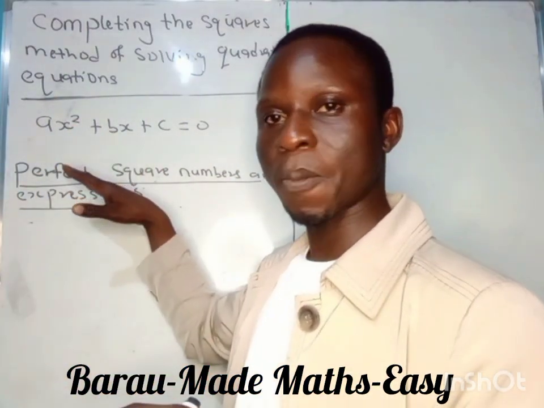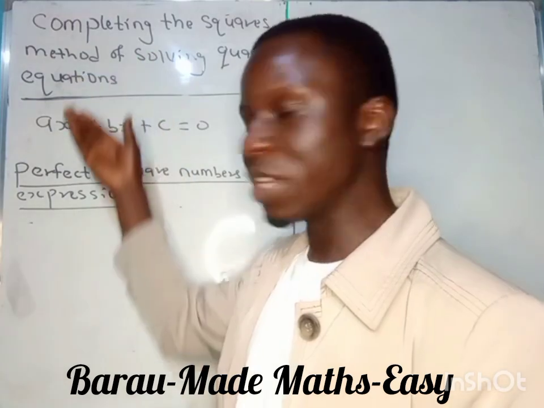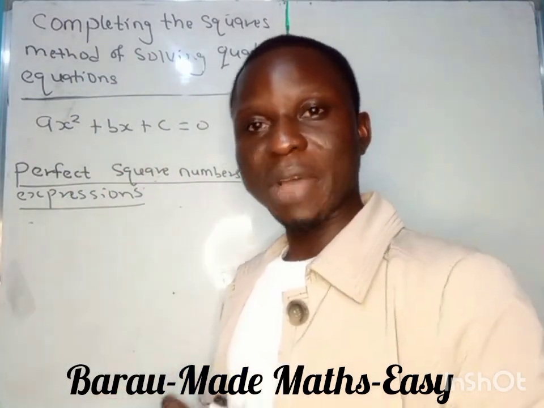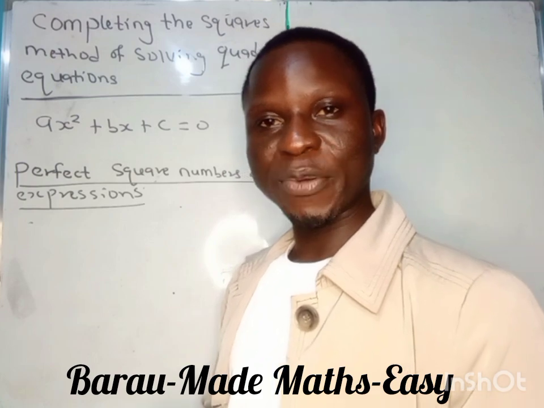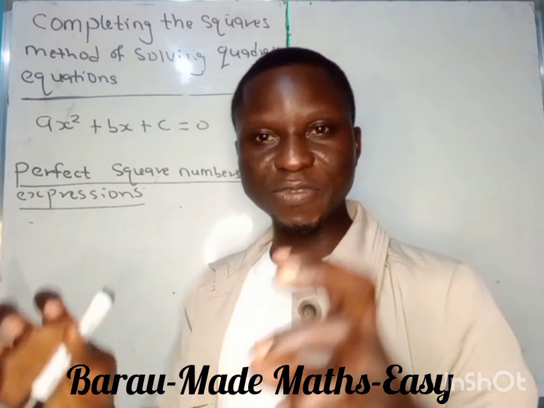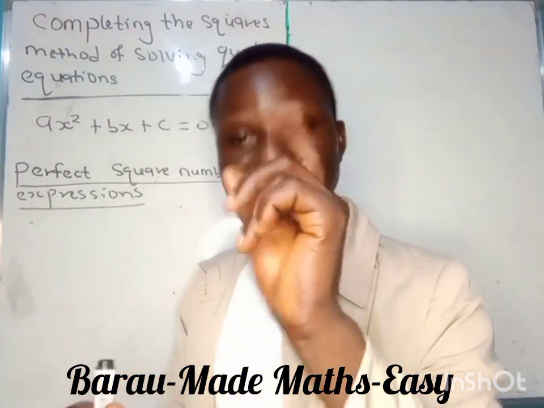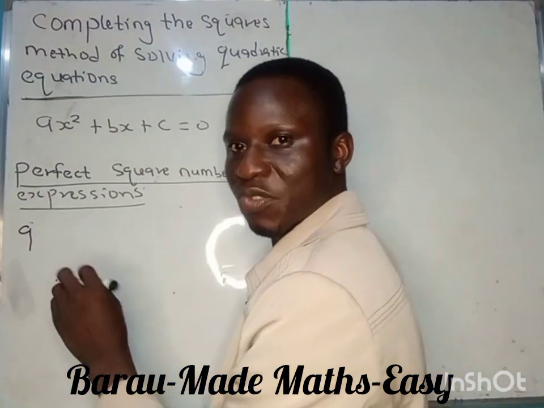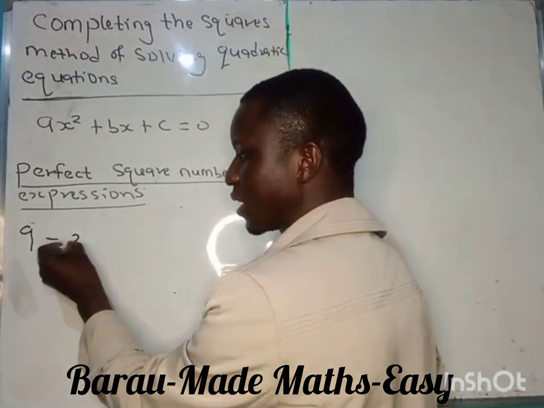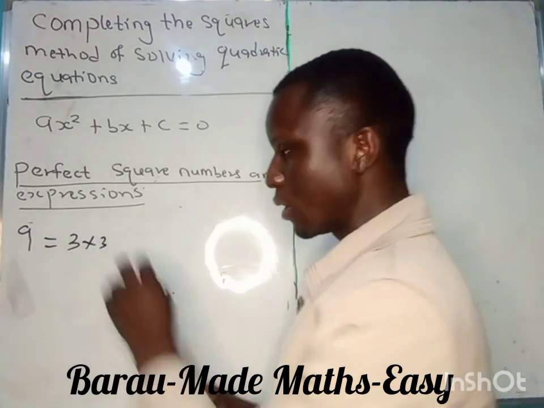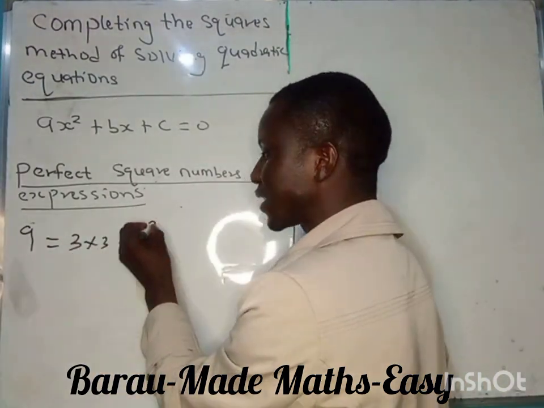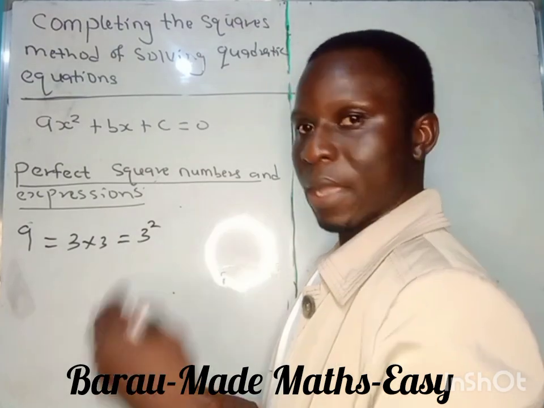Before we apply this method, we need to understand the concept of perfect square numbers and perfect square expressions. When a number can be expressed as a product of two numbers that are the same, we say that number is a perfect square. For example, the number 9 is a perfect square because it can be written as 3 multiplied by another 3, a product of two of the same numbers, which means 9 can finally be written as 3 to the power 2.